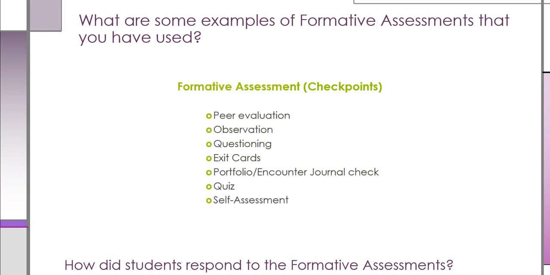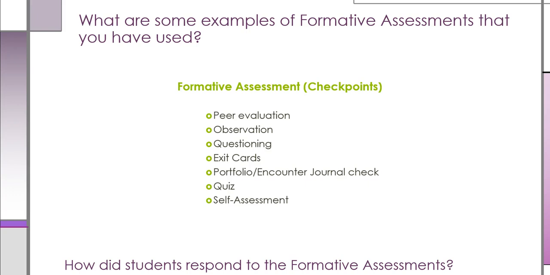Let's look at a few. Formative assessments. Here are some that we consider to be checkpoints, that help you to know where they are. Remember all those things that we said. Peer evaluation, where they're having their peers evaluate them in an ongoing format. Observation, where you walk around, observation leading to a checklist where you check off whether or not they're doing what they're supposed to be doing. Or questioning, where you're asking specific intentional questions about something that is being taught or shared.